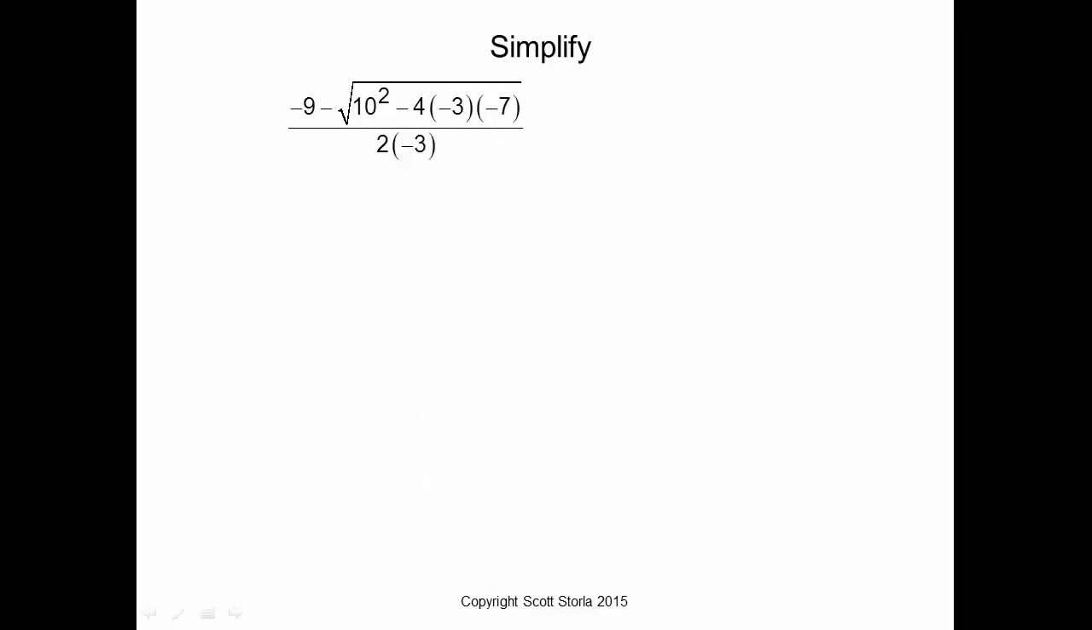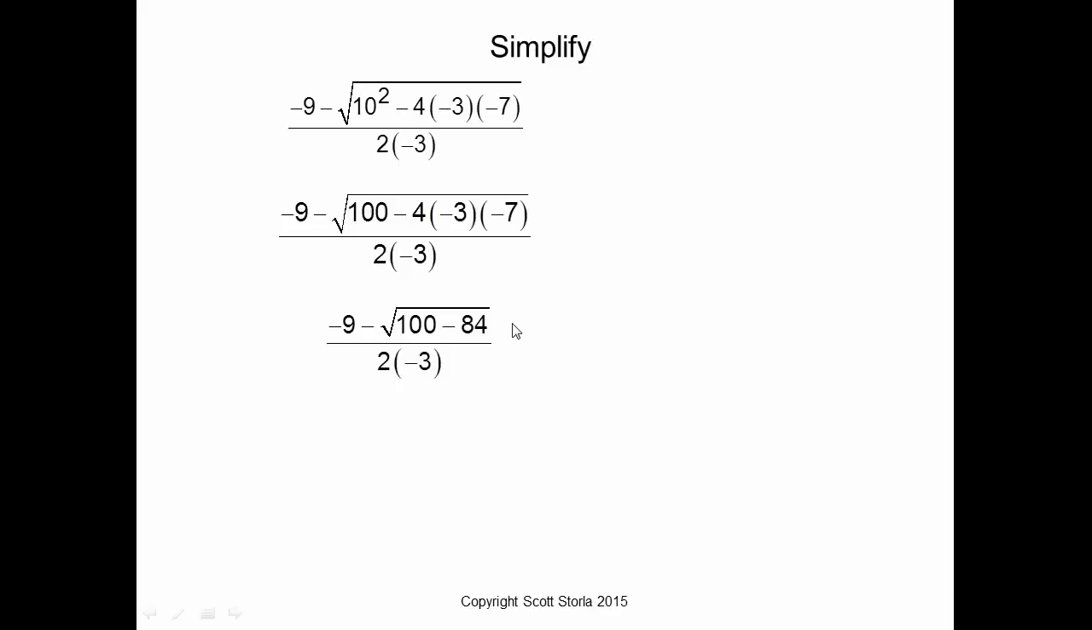Here's another of the same form. Once again, I have 1, 2, 3, 4, 5, 6, 7, 8 operations. Starting in the radicand, 10 squared will give me 100. Still in the radicand, multiplying left to right will give me negative 12 and then a positive 84. Still in the radicand, 100 minus 84 gives me a 16. Square root of 16 will give me a 4. Subtracting in the numerator will give me negative 13, and in the denominator, negative 6.